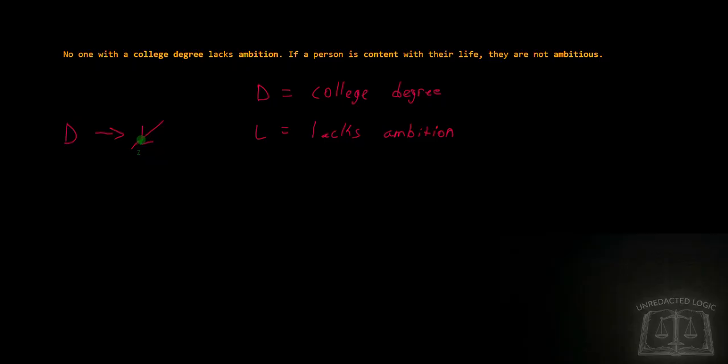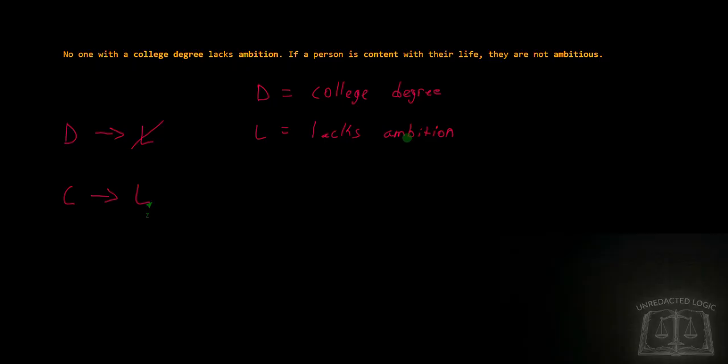The second sentence says, if a person is content with their life, they are not ambitious. So C, arrow. Now notice how similar this phrasing is. They are not ambitious and lacks ambition. It's the same thing. Okay, and L was defined as lacks ambition. That's the same as saying they're not ambitious. So we're going to diagram this with the same letter.